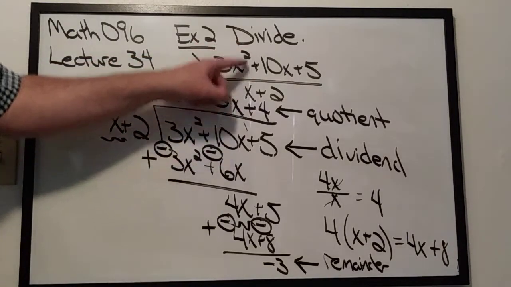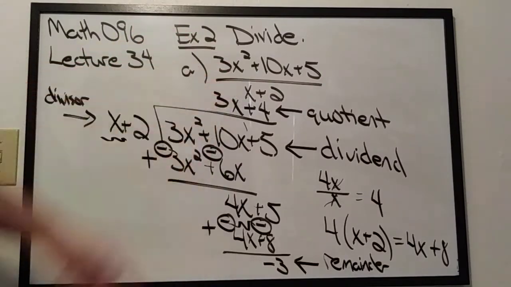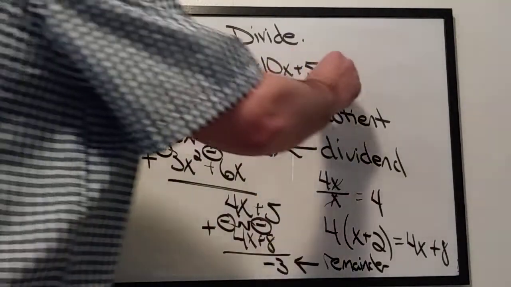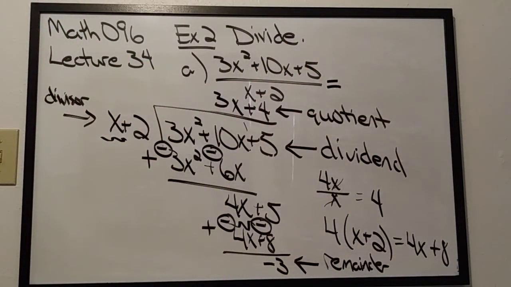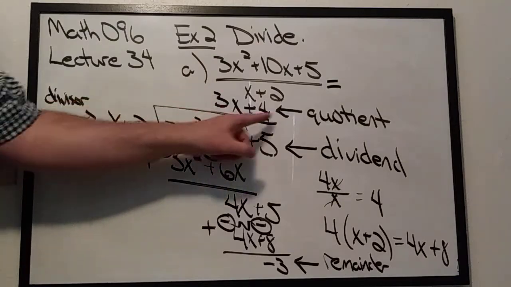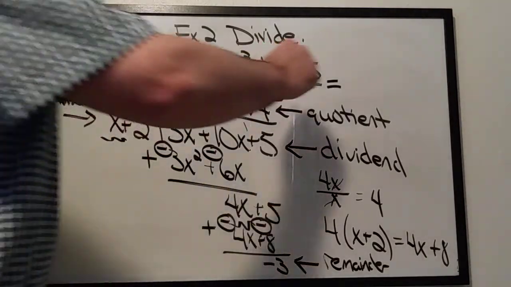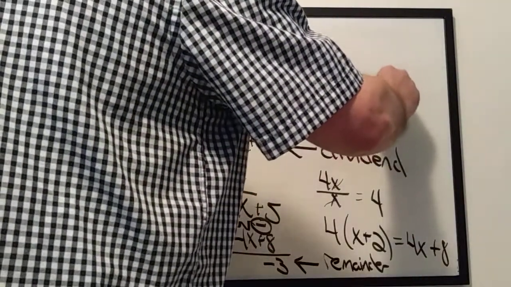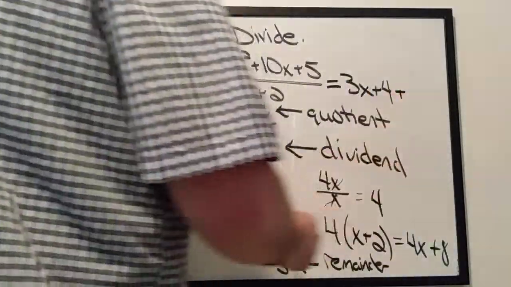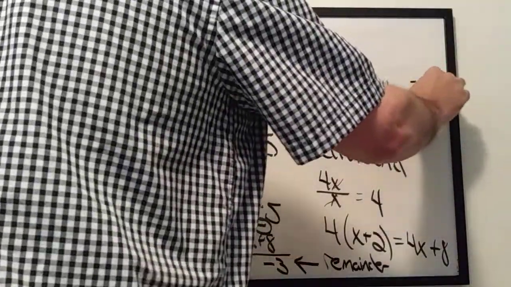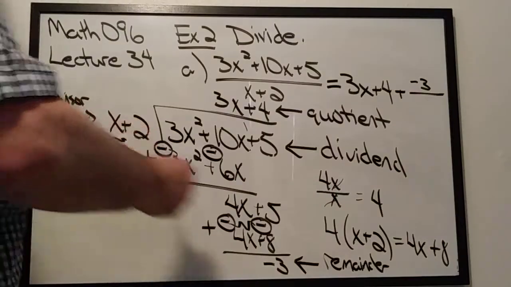So the original problem here, I have the dividend divided by divisor already written. So let's go ahead and put the equal sign here. And once again, the first thing that we're going to write down is the quotient. Well, we found that the quotient was the polynomial 3x plus 4. So there's the 3x plus 4. And then the next piece that we're going to write down is plus the remainder divided by the divisor. So we're going to have plus, our remainder is a negative 3, and this is divided by the divisor of x plus 2.